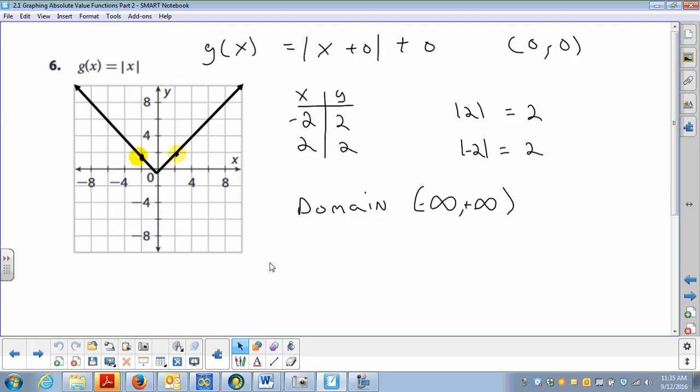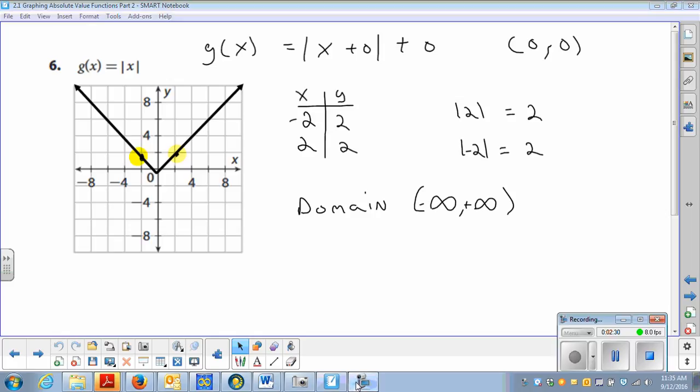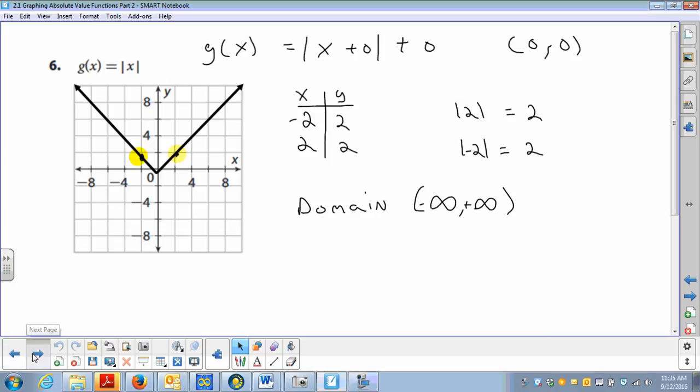Now, as far as the range is concerned, it only goes down to 0. So on my low end, it's going to be 0, including 0. But it goes up forever. So my range is going to be from 0 to positive infinity.